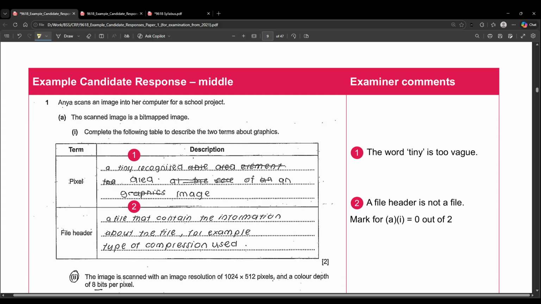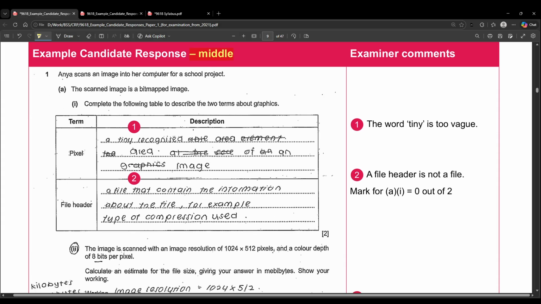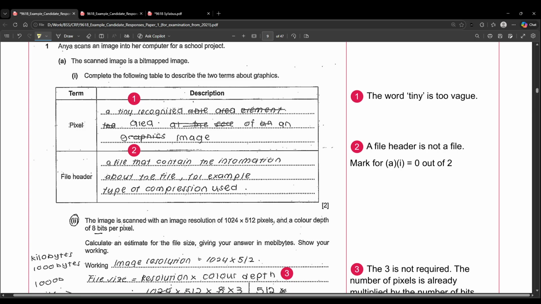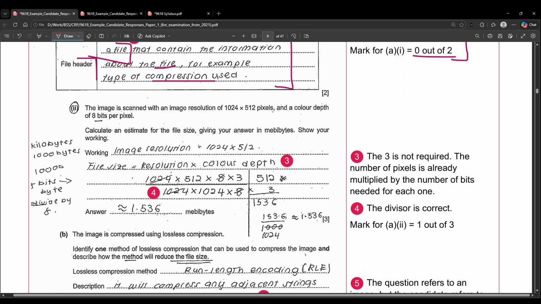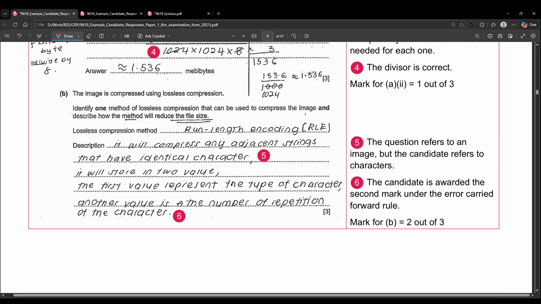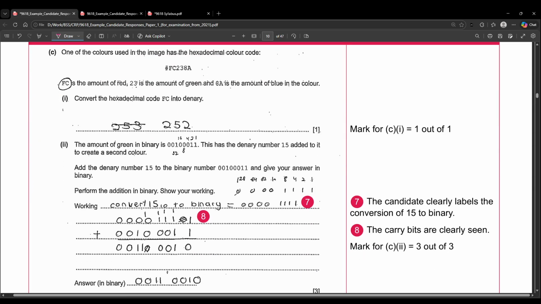Then this is someone who got average marks. They're saying a tiny recognized area. Now they do not get a mark because tiny is a vague word as written here. Then they're saying the header contains information about the file, for example, type of compression used, which is not a file. File header is not a file, so that is why they get 0 marks. You can see, even though some of the answer is correct, since this first keyword is wrong, the whole answer is wrong. And yeah, we've discussed this. Okay, moving on.